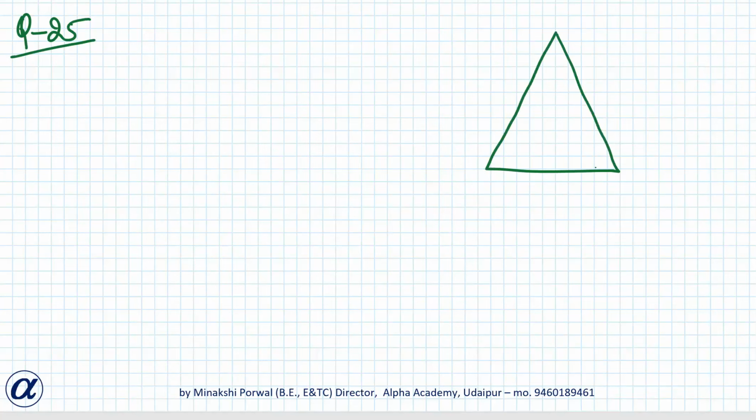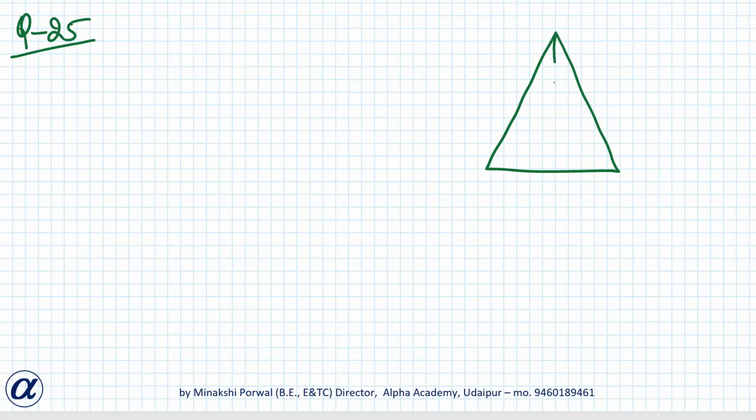Question number 25. Show that the semi-vertical angle of the cone of maximum volume and of given slant height is tan inverse root 2. First of all, what is the vertical and semi-vertical angle? I'll show. Suppose this is a cone. This angle is called the vertical angle, and half of this angle is called the semi-vertical angle.